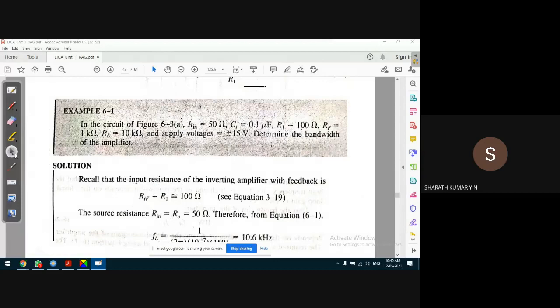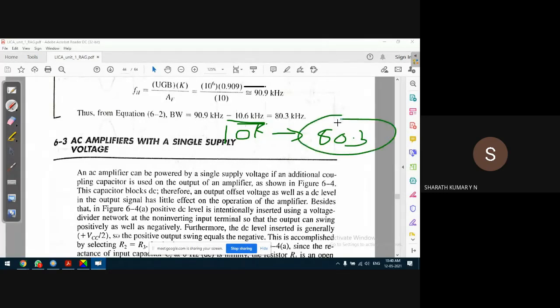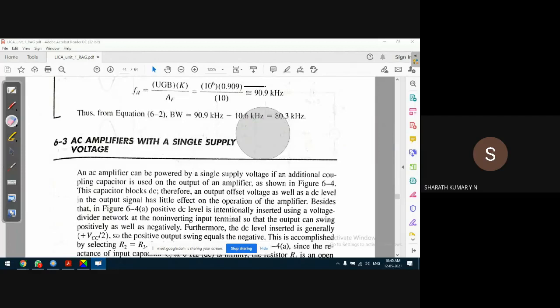Just imagine, the bandwidth is so small. 80.3 kilohertz means it can operate only for an AC signal whose variation is not even from 0 hertz. It is actually from 10 kilohertz to a maximum of 80.3 kilohertz. That's again the bandwidth of the operational amplifier with a capacitor coupling.